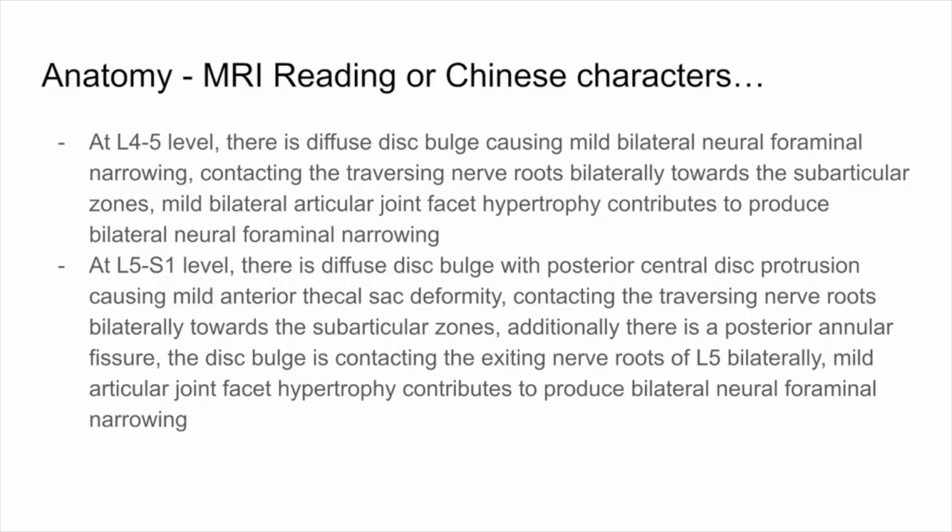Okay. At the L5 S1 level, there is diffuse disc bulge with posterior central disc protrusion. So think about the disc bulge compared to the herniation. The bulge is going to be a little less focal, right? More broad, with a posterior, so on the backside, central disc protrusion. So basically, there's a protrusion centrally located, and we'll talk about what a protrusion is in a minute, causing mild anterior thecal sac deformity. So we know what the thecal sac is. Looks like the disc bulge created an anterior thecal sac deformity, so pushing up against the thecal sac, contacting the traversing nerve roots bilaterally towards the subarticular zones.